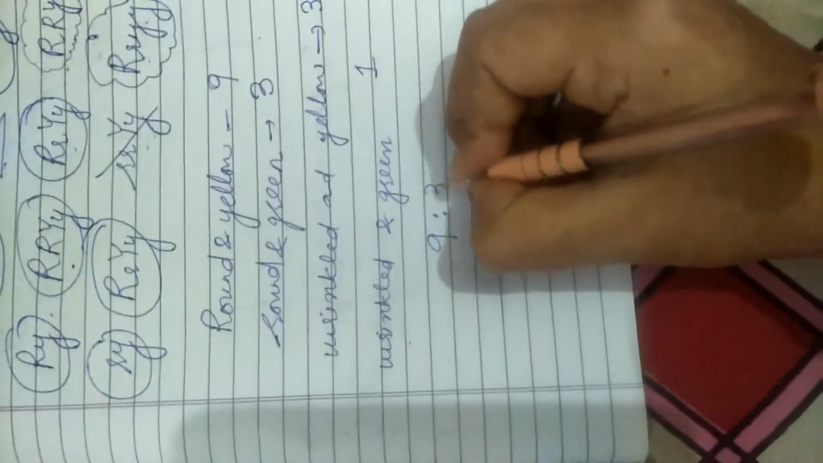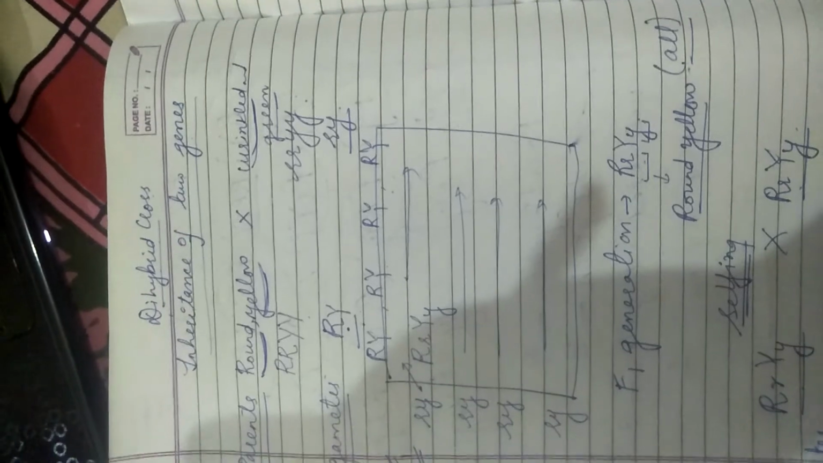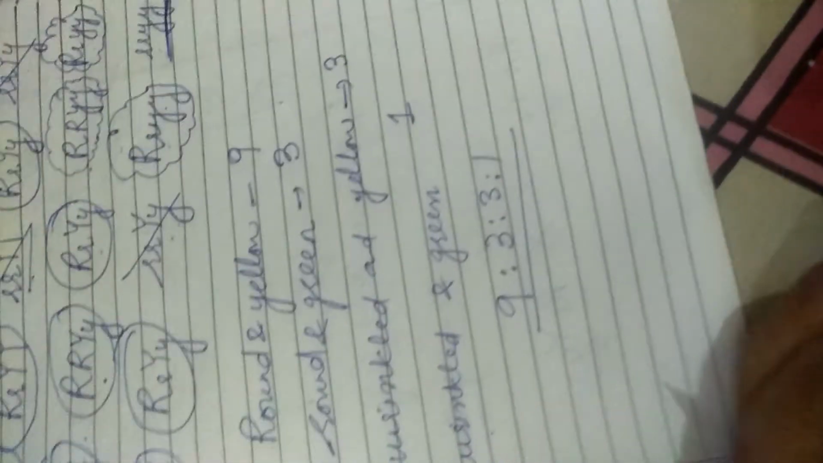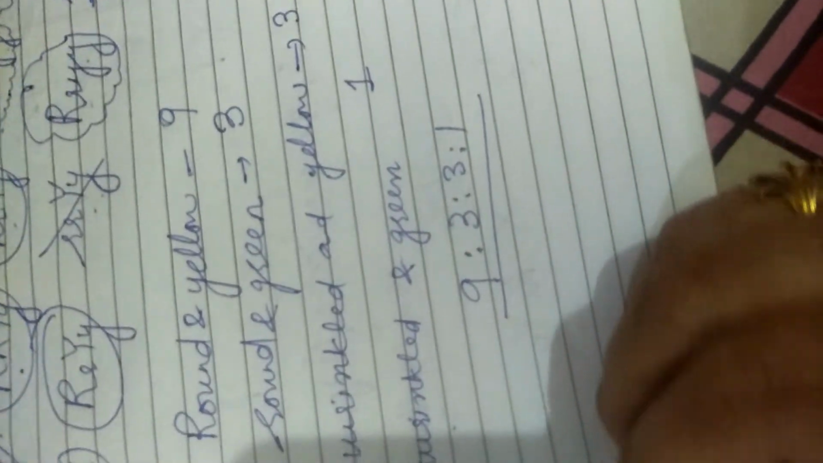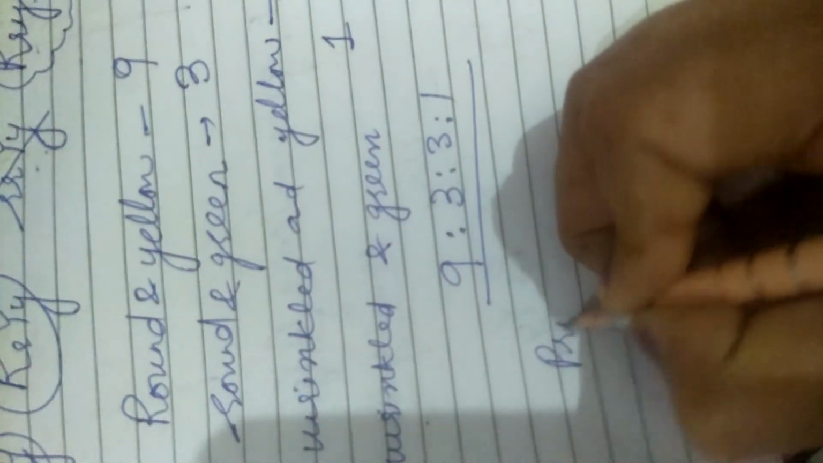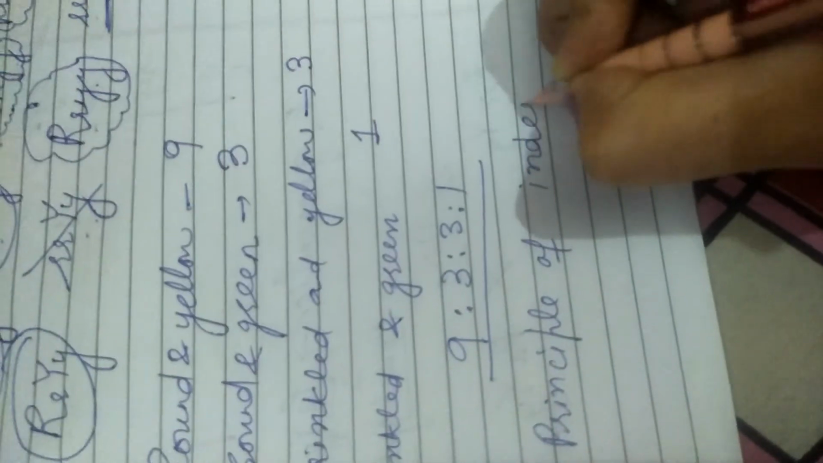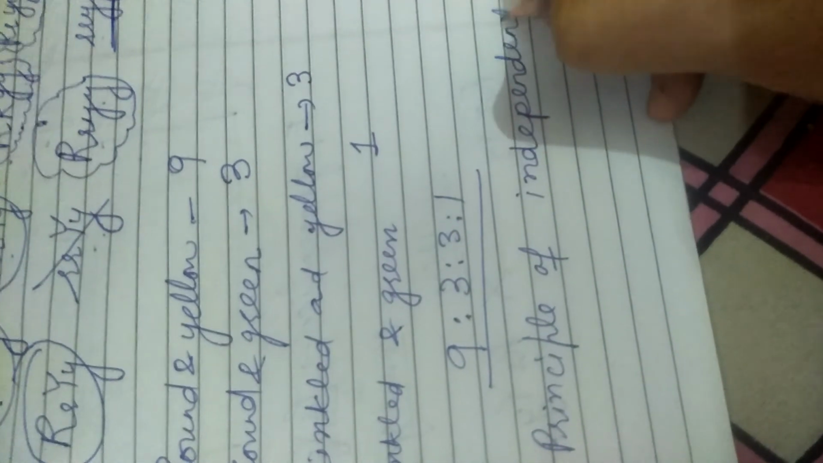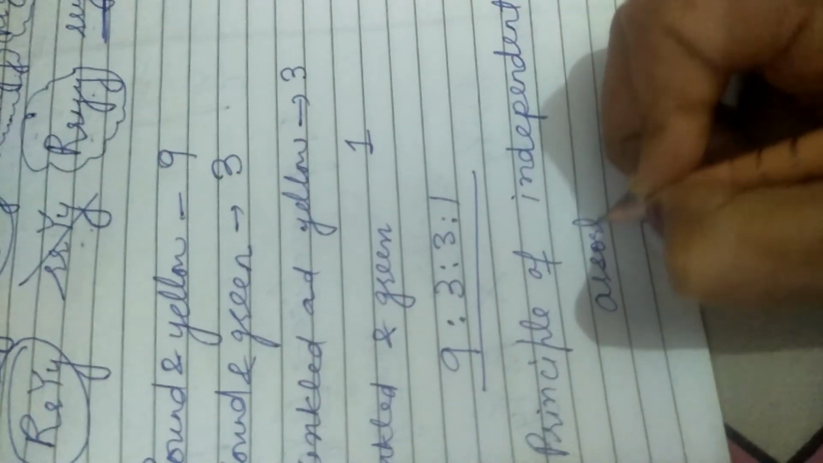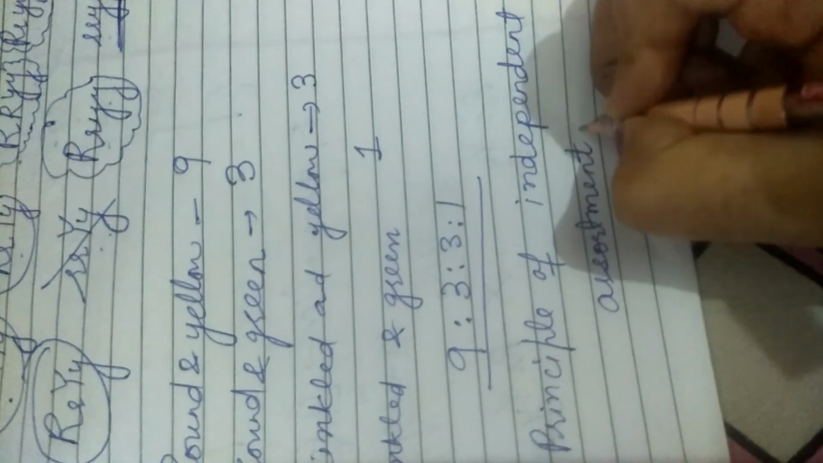So what is the ratio of a dihybrid cross? 9:3:3:1. Clear? So what do we conclude? This is the result of inheritance of two genes, which is called a dihybrid cross. And beta, from the dihybrid cross, what do we conclude? We conclude a law which is called the principle of independent assortment. Very easy. Principle of independent assortment. Okay, in the next video I'm telling you what is the principle of independent assortment.